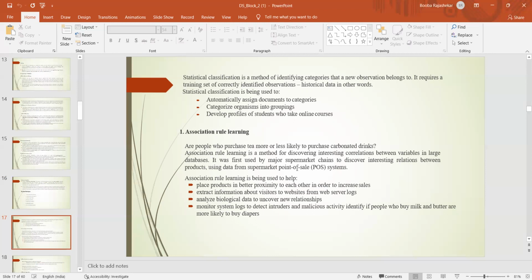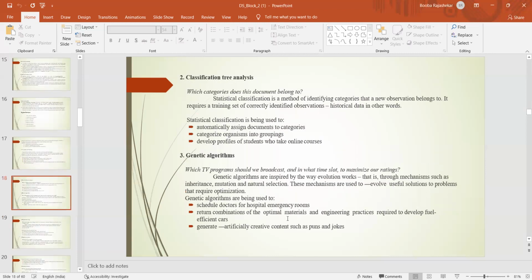First, place products in better proximity to each other in order to increase sales. Extract information about visitors to a website from the web server logs. Analyze biological data to uncover new relations. Monitor system logs to detect intrusions and malicious activity. If people who buy milk or butter are likely to buy diapers, then this is an association rule that is present.